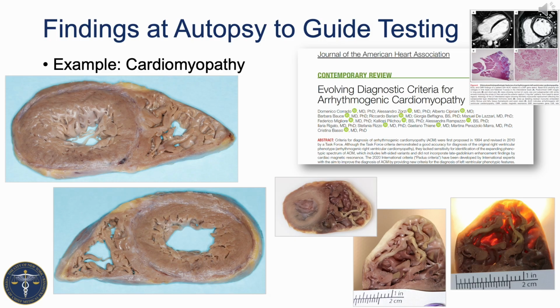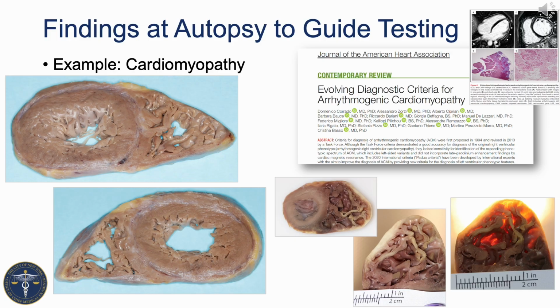In the two examples shown on the screen, the gross findings alone warrant the request for molecular genetic testing. These are textbook features of arrhythmogenic cardiomyopathy. The case on the left shows a subepicardial concentric ring of fibrosis of the left ventricle, and the case on the right shows fibrofatty replacement with transillumination of the right ventricle.